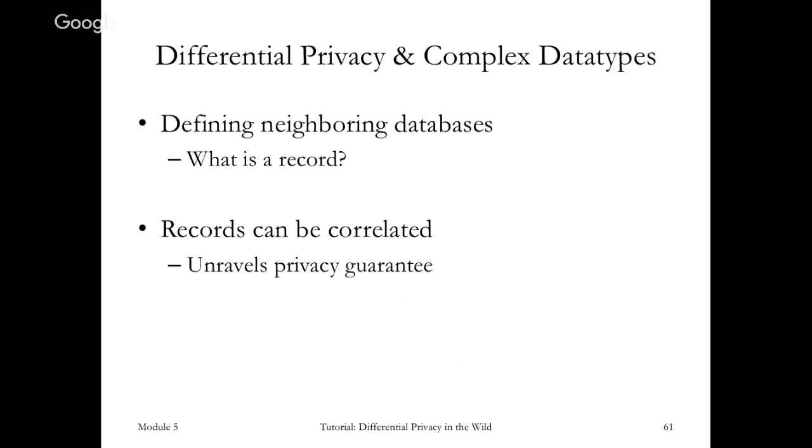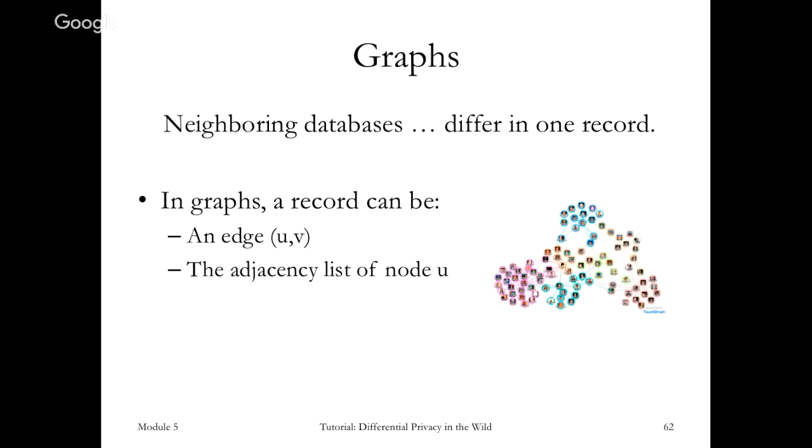So what is a record? How do you define these neighboring databases when you have more complex data types? Okay, and that will lead to another problem, which is that these records can be correlated, and I'll talk a little bit about that as well. So let's first talk about the first non-tabular data set that you can think of, graphs, like social networks, right? A lot of data can be succinctly represented as a social network.